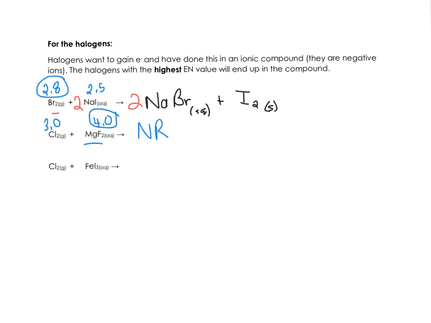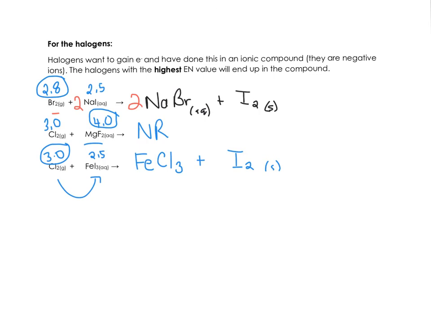Let's compare chlorine and iodine. So iodine is 2.5 and chlorine is 3.0. Highest electronegativity value is with the element outside of the compound. It wants to go in. So it will displace the halogen that's already there. So we will make iron, that's iron 3, chloride, plus iodine, the element.